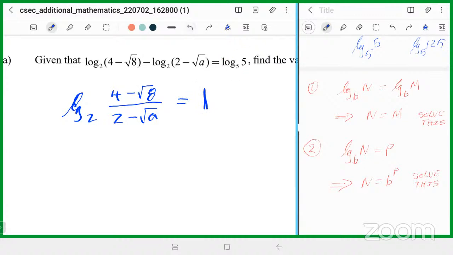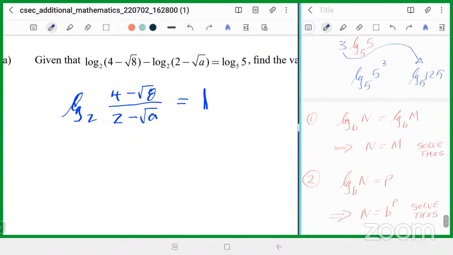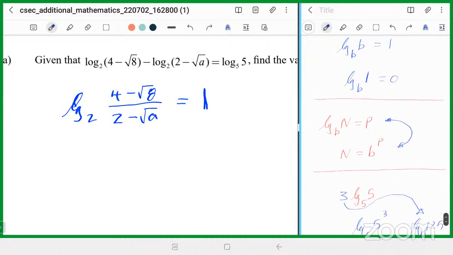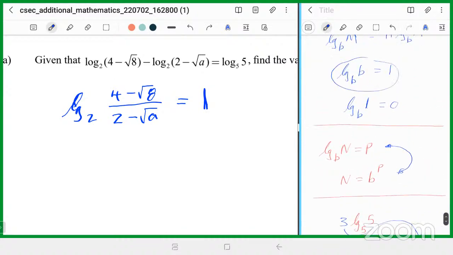That is equal to 1. Now, if that is equal to 1, it means that this number is equal to this base. How do I know that? Remember, the log of a number to its own base is equal to 1. That's what it said here. So the log of a number to a base equal to 1 means that the two numbers here, the base and the number, must be the same. So this must equal 2.